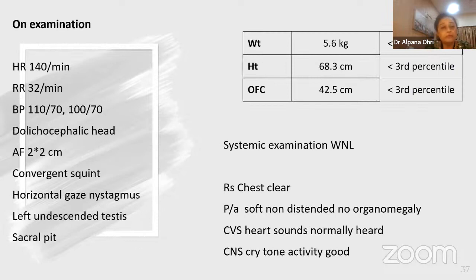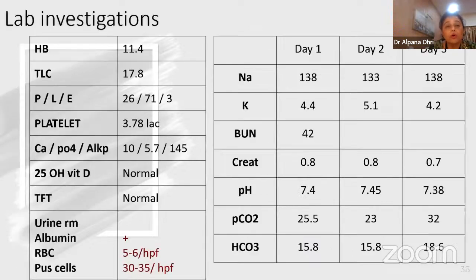The index child, 15 months old, was wasted and stunted. There was one odd reading of high blood pressure, otherwise vitals were normal, but he was having dysmorphism. There was convergent squint, horizontal gaze nystagmus, left undescended testis, and a sacral pit. Other systems were normal. On evaluation of the labs, he was found to have pyuria and high creatinine.